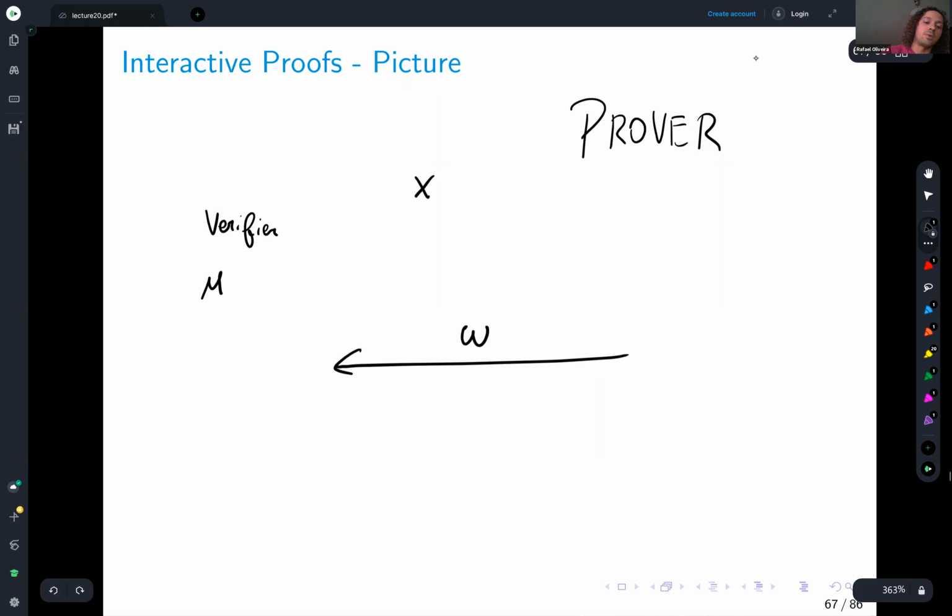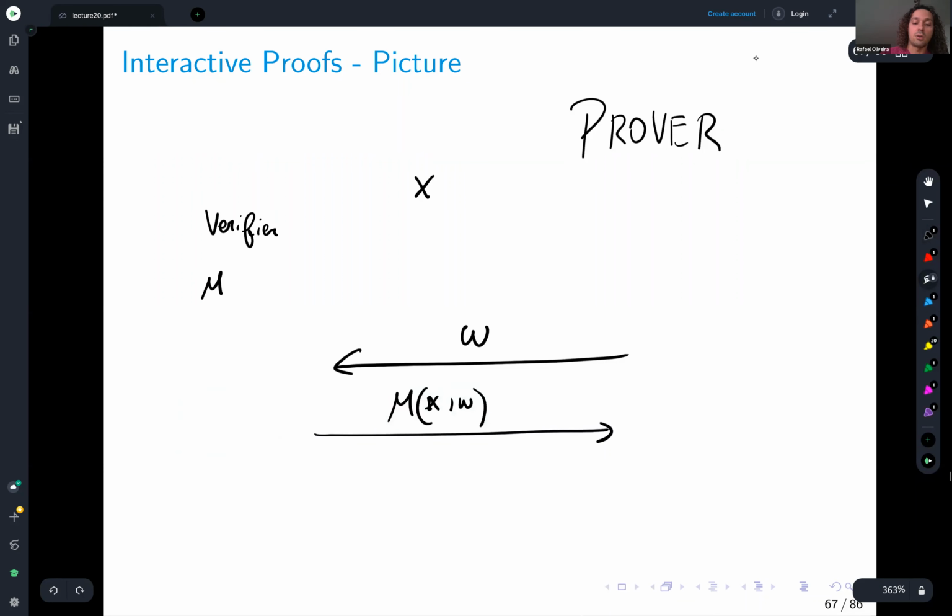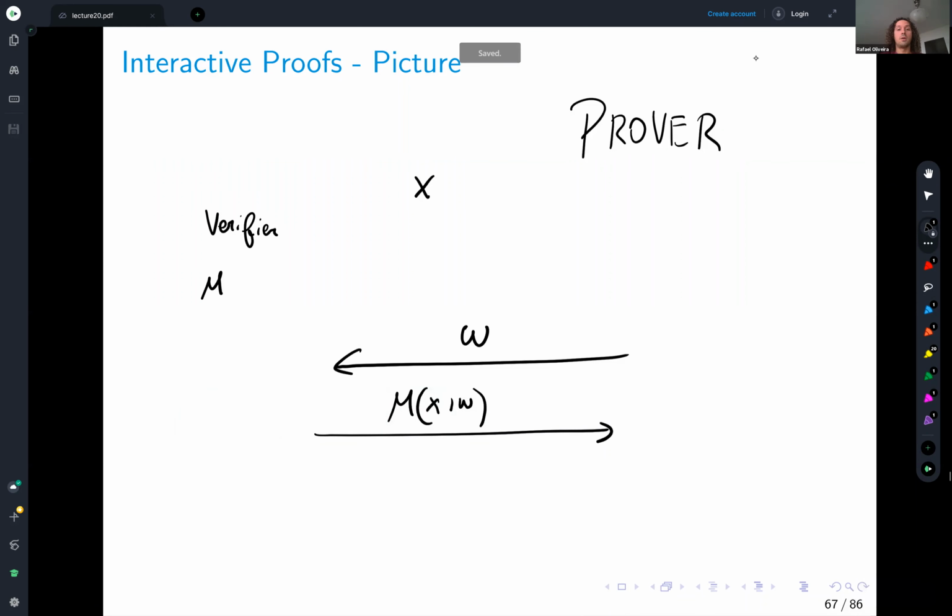And then the verifier would say, okay, I'm going to run M on X and W, and I'm going to send you the result of M(X, W). And then we know if the proof is correct or not. And the idea is that for probabilistic checkable proofs, you're not able to fool the verifier that much.